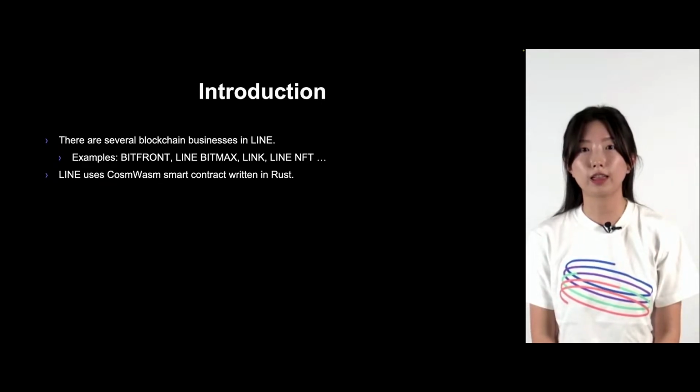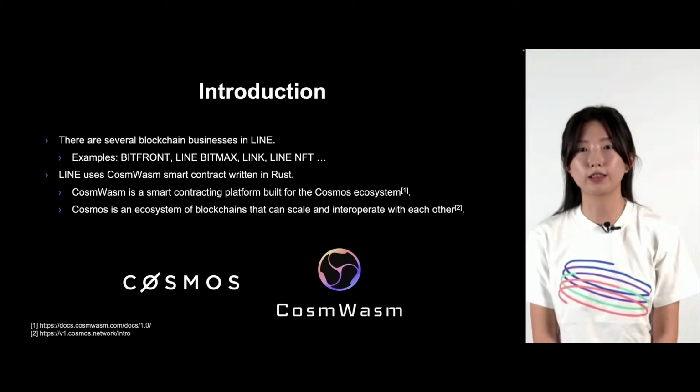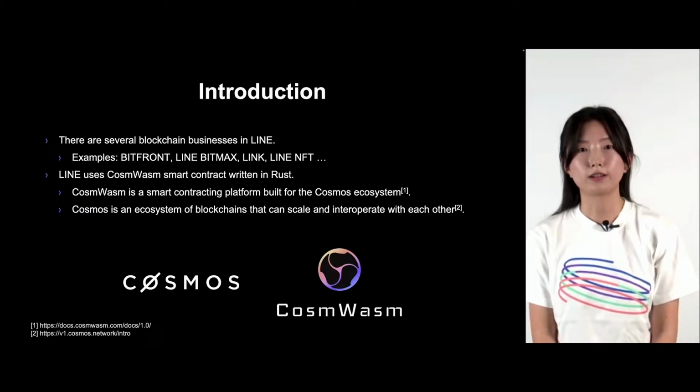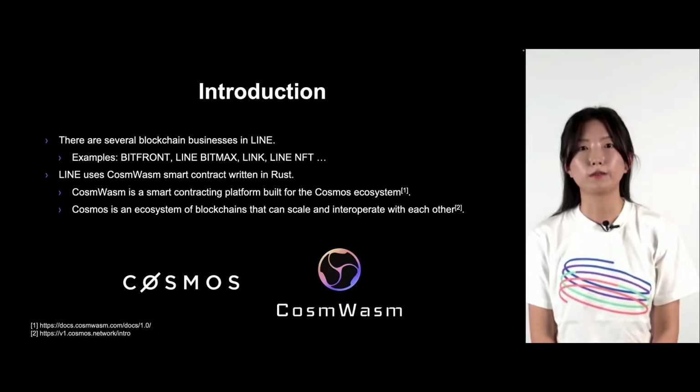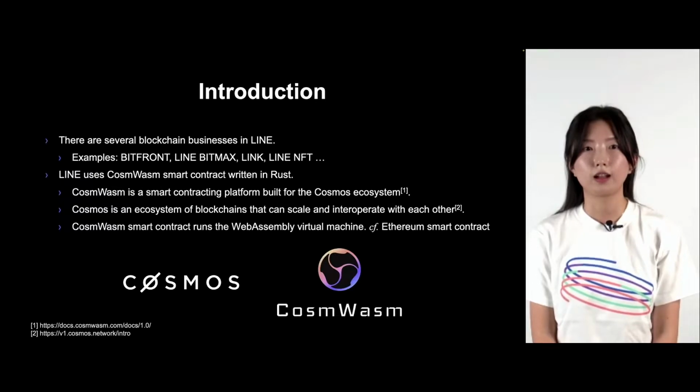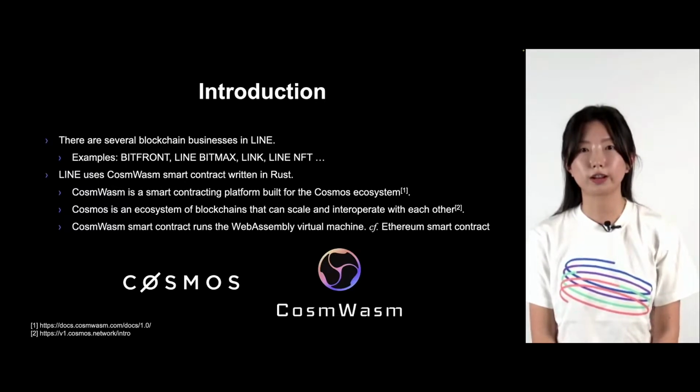CosmWasm is part of the Cosmos ecosystem. It is a smart contract platform. In other words, if the Cosmos SDK is used, a blockchain can be made very simply. All the blockchains made using the Cosmos SDK are called the Cosmos ecosystem. And if you want to support smart contracts within the blockchain, CosmWasm can be used to create them. CosmWasm is run within the WebAssembly virtual machine.